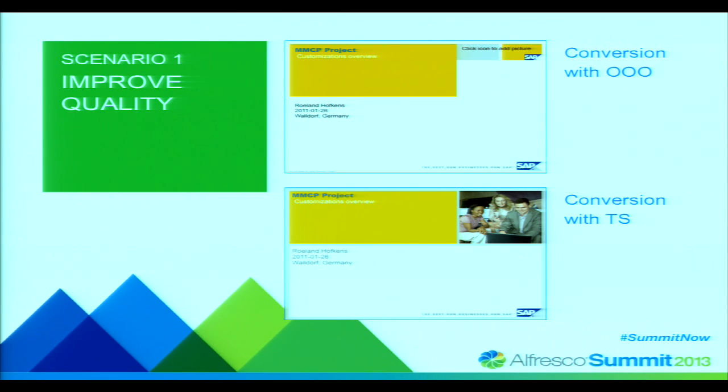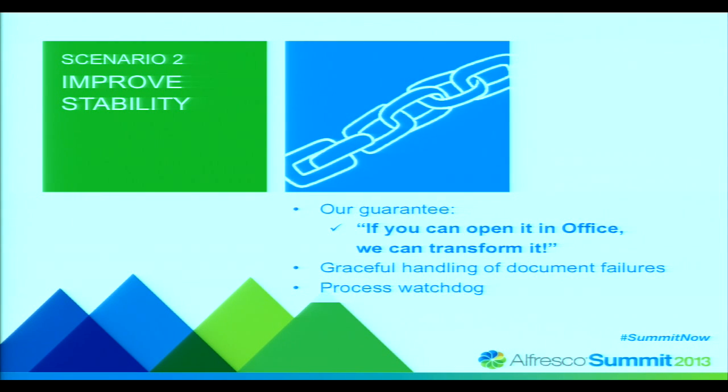This was not acceptable for the business, so they needed to improve quality. In the end, SAP is running a cluster of 4 transformation servers. They have lots of content. They have almost 60,000 users running on Share. So they do 100,000s of transforms a day. And they were quite happy with the quality that we provide.